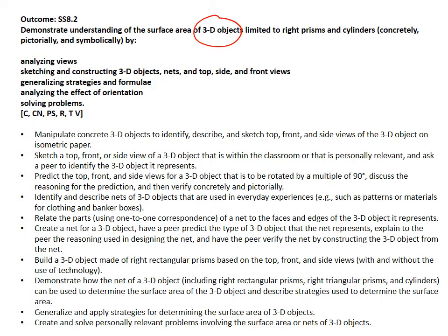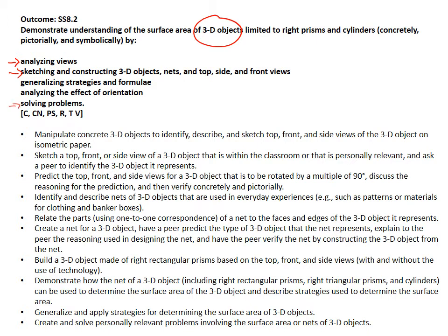And part of this outcome is that you can look at your 3D object from different views, maybe from the top or the side or the bottom, and you're supposed to be able to sketch them and come up with strategies and formula for solving the surface area, and analyze the effective orientation. So does it matter if you turn it or look at it from a different angle, and solving problems with that.